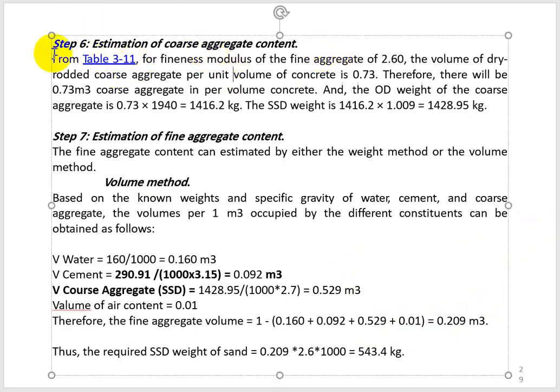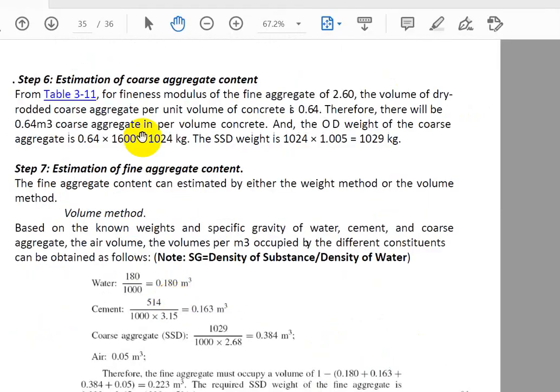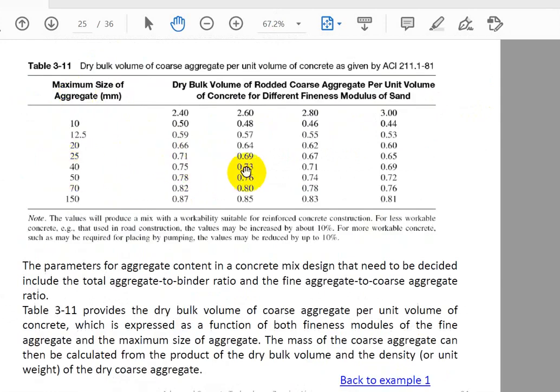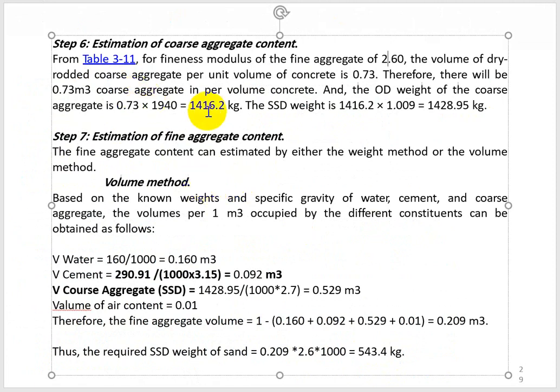And also we have the information concerning the coarse aggregate. In that case you have the fineness modulus, which is 2.6, and if we go to that table, then we could get the dry volume as 0.73. If we quickly check, that's the 40 and that's the 2.6. So there we go. Then multiplying that by the dry rodded density, and then converting it to SSD by adding the absorption capacity, we get that amount.